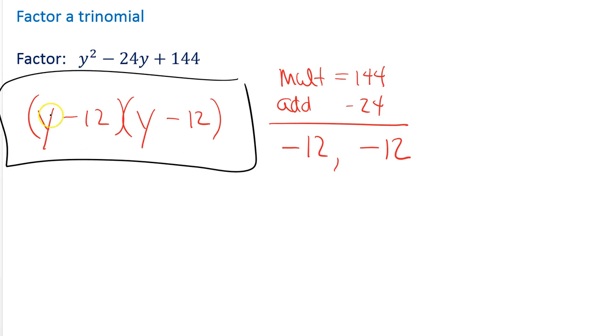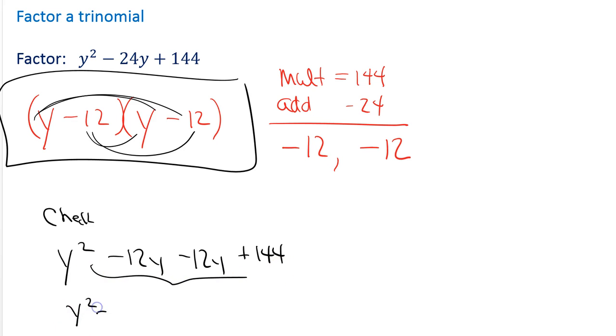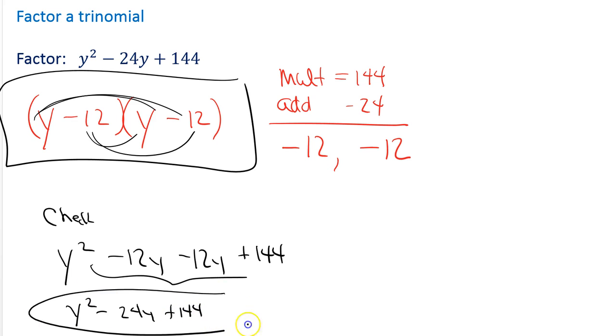But I could check it by doing y times y. So this is a check. Again, y times y is y squared. Y times negative 12 is negative 12y. Negative 12 times y is negative 12y. And negative 12 times negative 12 is plus 144. I add my like terms in the middle: y squared minus 24y plus 144. So there we go. It checks out just fine. So that means what I have above there is factored correctly. Hope this helps.